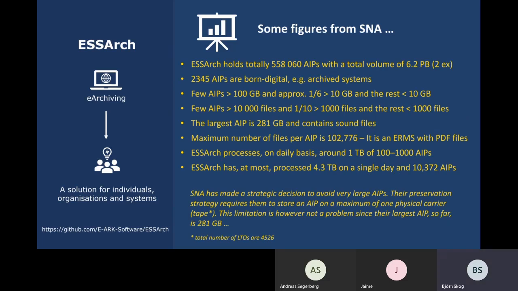Just to give you a quick overview of the capacity of ESSArch. These are the figures from the Swedish National Archives on the 25th of March this year. They've had ESSArch in production now for almost 11 years, and so far they managed to ingest and preserve this amount of data. As you can see, it turns out that most of the archival collections are small AIPs, less than 10 gigabytes and 1,000 files. But since they continuously receive and ingest content into the archive, this will of course grow.